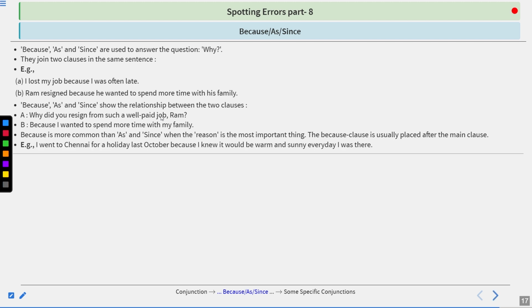I went to Chennai for a holiday last October because I knew it would be warm and sunny every day I was there. So we have used a because clause after the main clause. I went to Chennai for a holiday. Because I knew it would be warm, it is a subordinate clause and we have used it after the main clause.